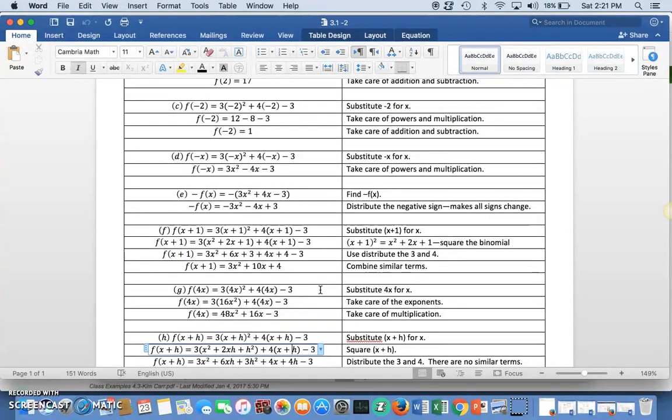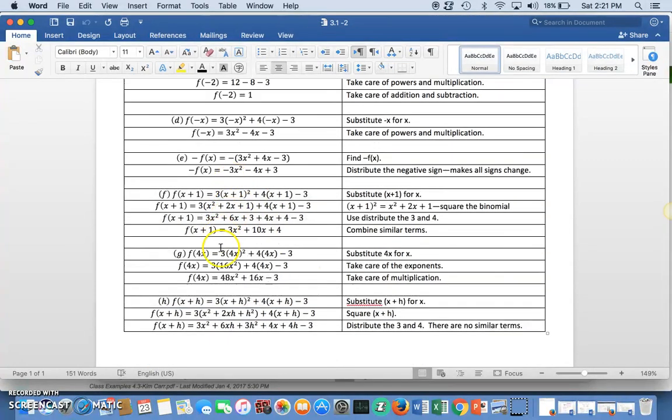Okay, G. Another one using a variable, we square the 4x first, we get 16x squared. That takes care of your powers. Now you want to do your multiplication, and 3 times 16 is 48, so 3 times 16x squared is 48x squared. 4 times 4 is 16. Bring down the -3. There's really no simplification of terms. All the terms turned out differently.